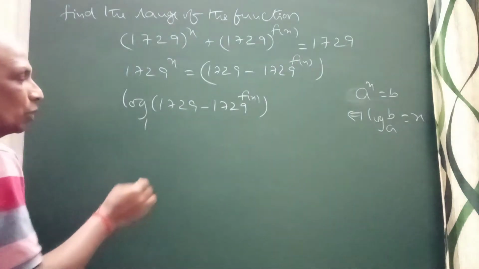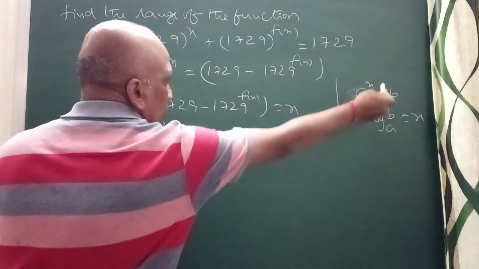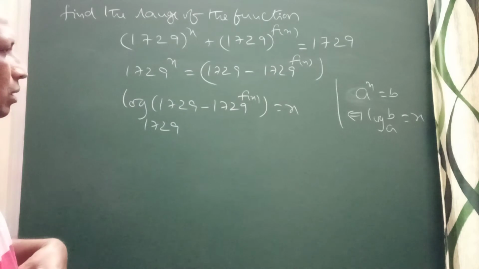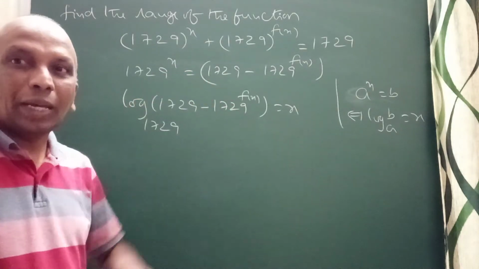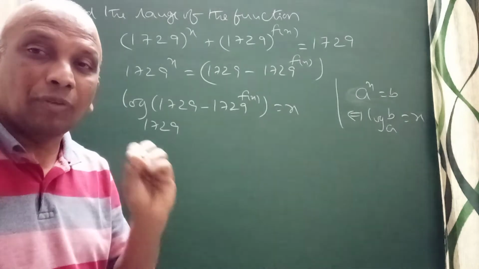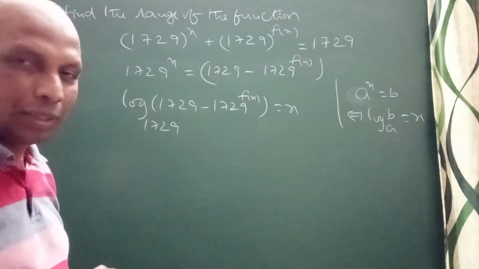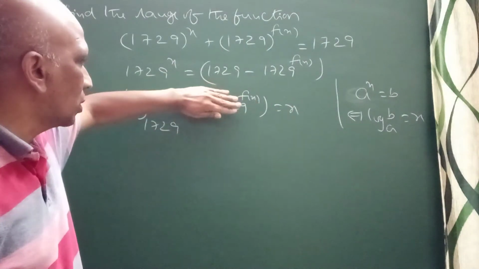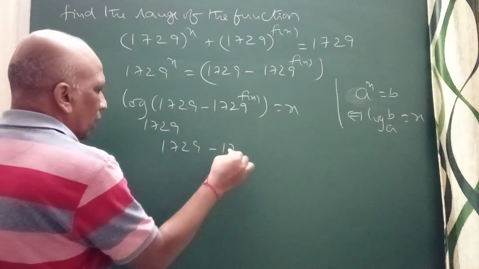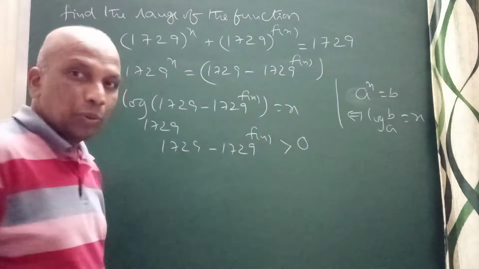You can observe here, I get x as per the logarithm definition. So x is equal to this logarithm. But we remember, logarithm is defined only for positive numbers. That means this should be positive. Since x is equal to log of this number, it should be positive. So you can write 1729 minus 179 to the power f of x should be greater than 0.